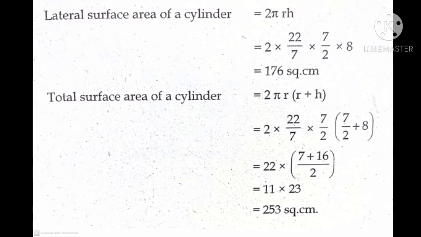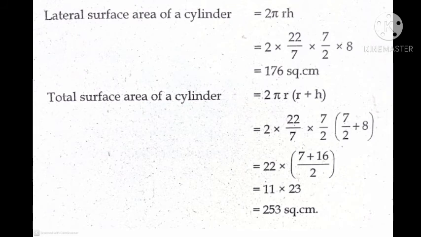That is equal to 2 pi r h. That is equal to 2 into pi means 22 by 7 into r means 7 by 2 into height means 8. Here cancel 7 7 and 2 2. Then we get 22 into 8, 176 square centimeter.